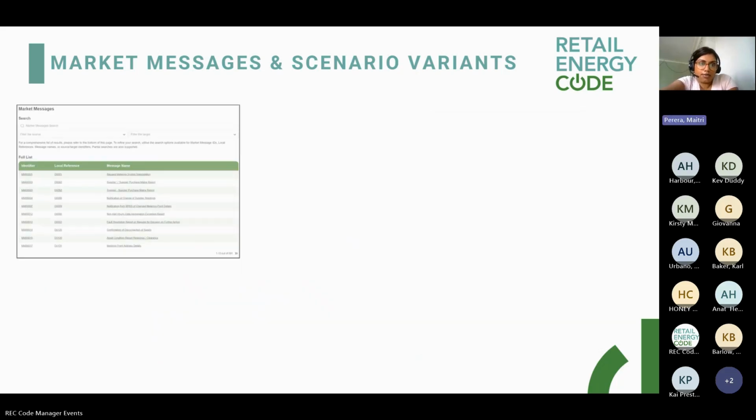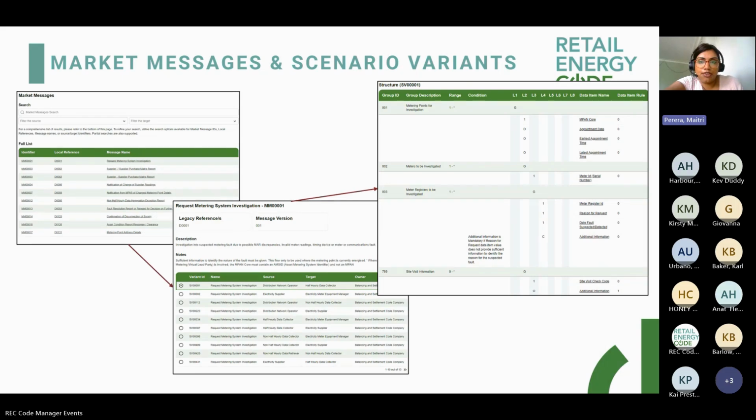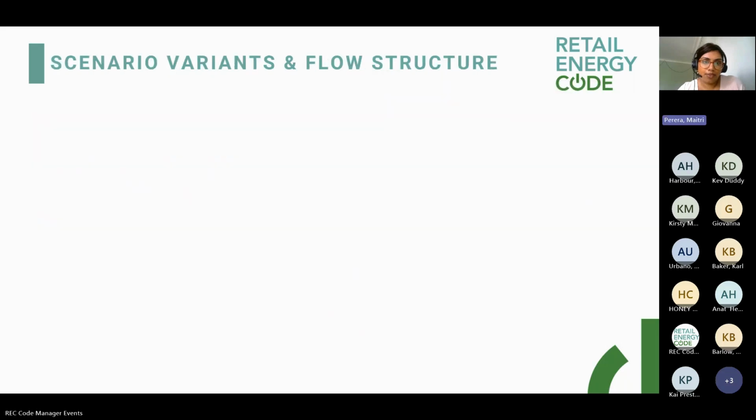Next slide. So each scenario variant may have different conditions for the permitted flow structure that needs to be issued. The flow structure will be displayed under the SV table relevant to the chosen option. So this slide just shows a click through if you clicked on all those options and what would open up.